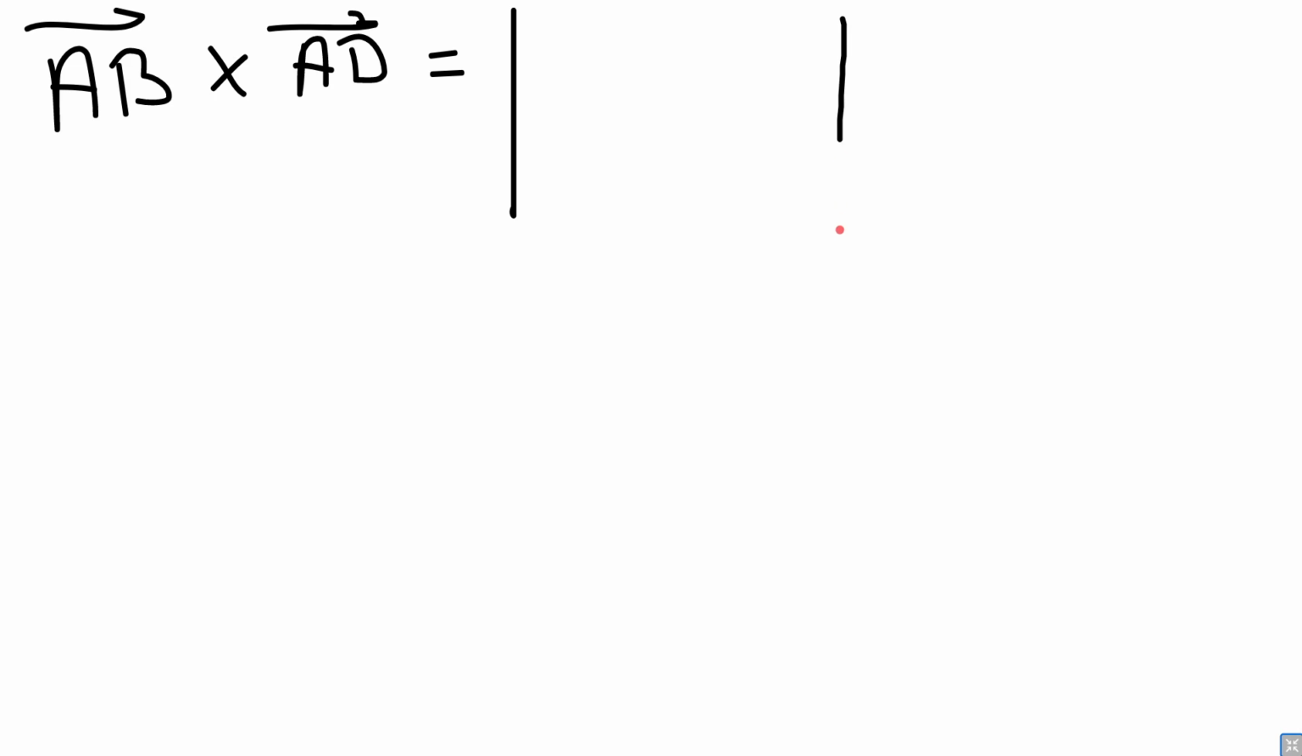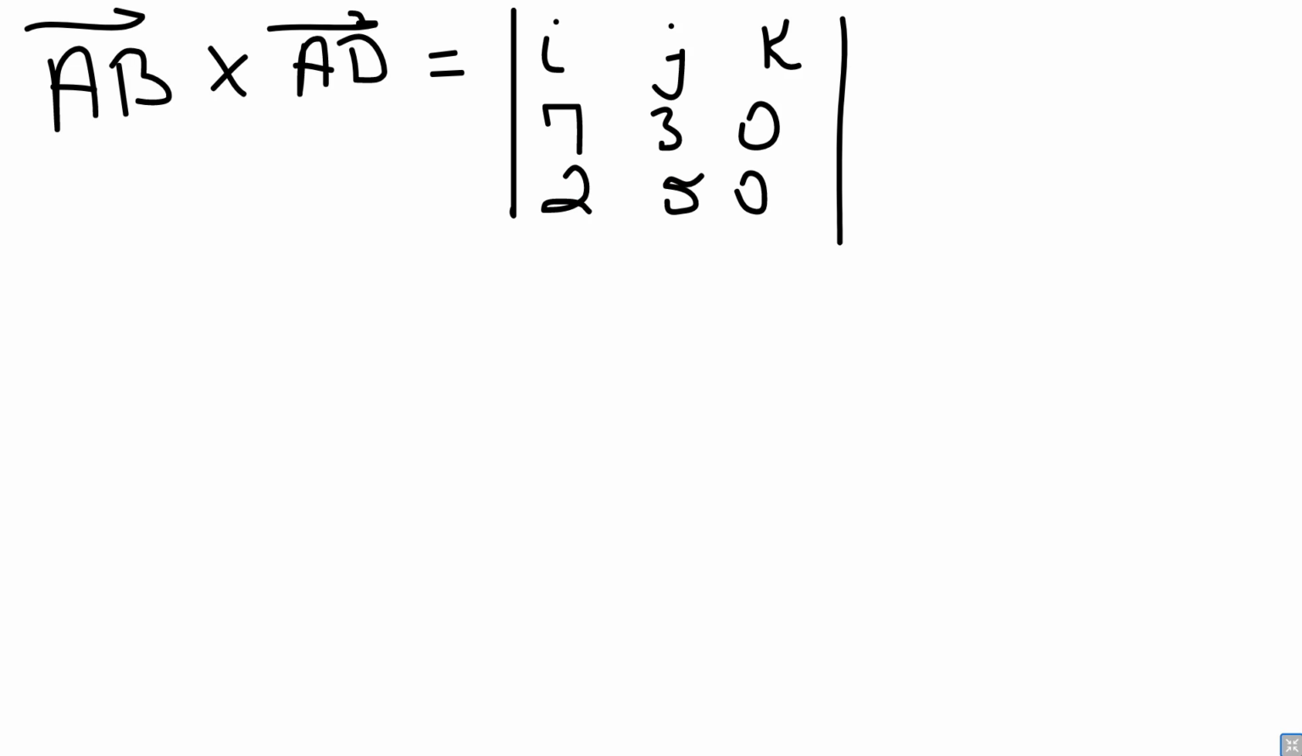If we set this cross product up, across the first row, we know it's going to be i, j, k. For the second row, what values will we use? Seven, three, zero. And then for the third row, what values will we use? Two, five, zero. Yes. I'm going to give you a couple of minutes to find what that vector is going to be.